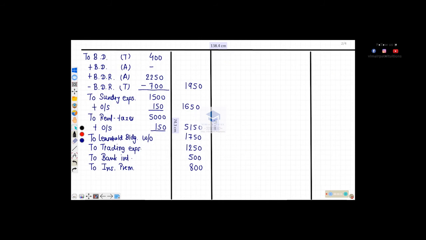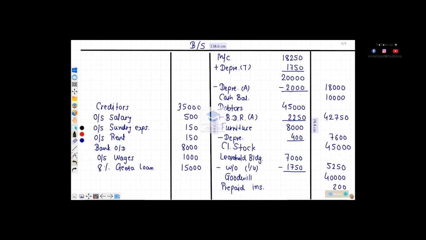Outstanding interest on Geeta's loan: 15,000 into 8% into 6 divided by 12. That is 600. The second effect is on the liability side: outstanding interest on loan. Then bills payable, 200. So we have posted all the items.